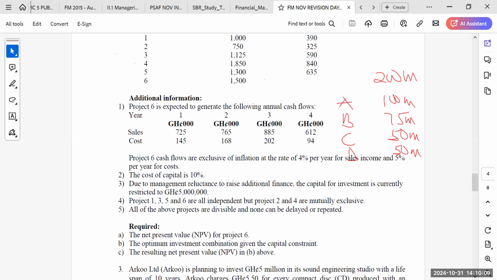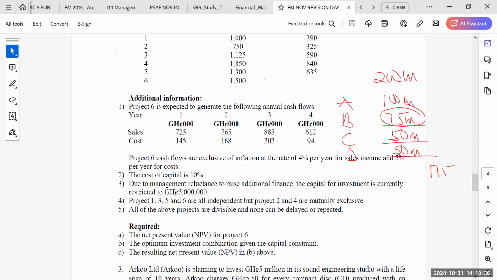So you can select the projects like this. If you have the 200 million, if this one is giving you a higher NPV, and this is also giving you a higher NPV, you can decide to select BCD, because for BCD you have to invest fully in each of them. So if you invest in BCD, you are going to be investing 175. You cannot use the 25 to undertake A because it's not divisible. It is indivisible.